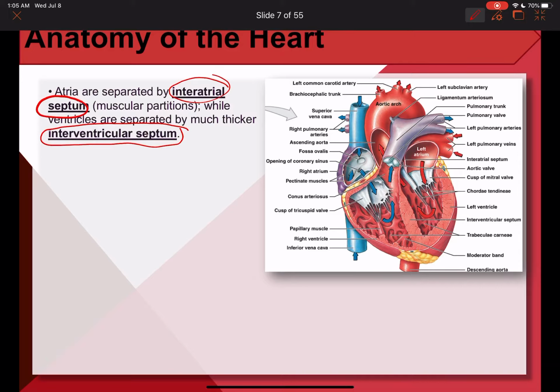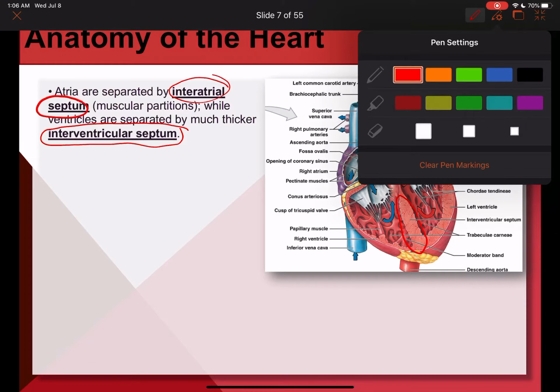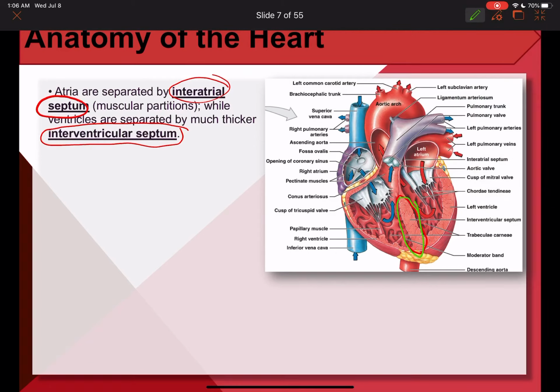We can't really see the interatrial septum in this picture, but if we were able to angle our way and look from this way into the heart, there is that muscle behind the aorta here that separates the right atrium from the left atrium. And the interventricular septum we can definitely see a lot better, which is right here. This right here is the interventricular septum that separates the left ventricle from the right ventricle.